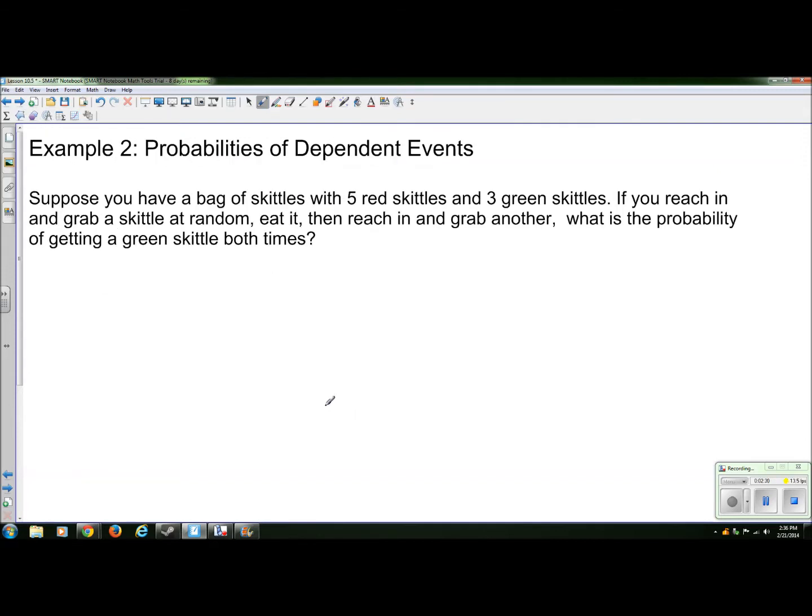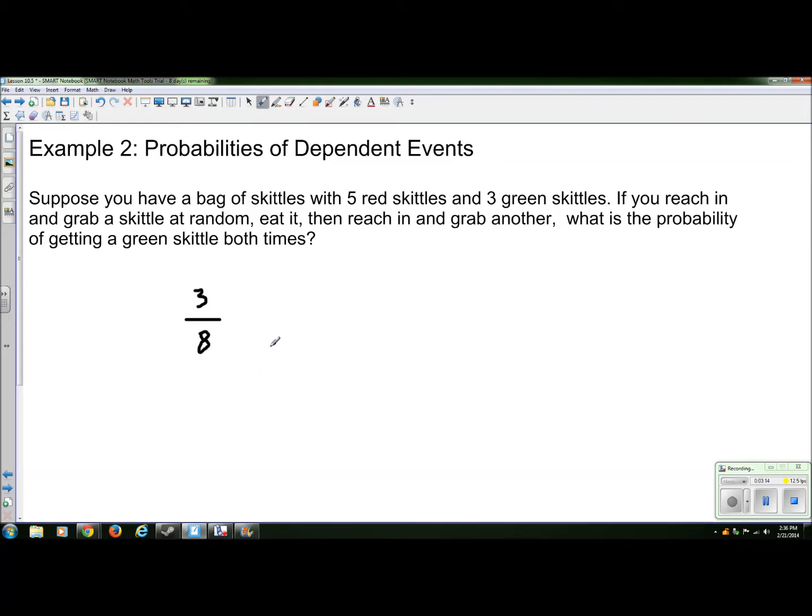To contrast this, let's look at the probabilities of dependent events. Suppose you have a bag of Skittles with 5 red Skittles and 3 green Skittles. If you reach into the bag and grab a Skittle at random, then eat it, and then reach in and grab another, what's the probability of getting a green Skittle both times? Well, what's the probability of reaching in and getting a green Skittle the first time? Well, we know there are 3 green Skittles. And how many Skittles are in the bag? 8, right? 5 red and 3 green. So there's a 3 in 8 chance, or a 3/8 probability of getting a green Skittle on my first grab.